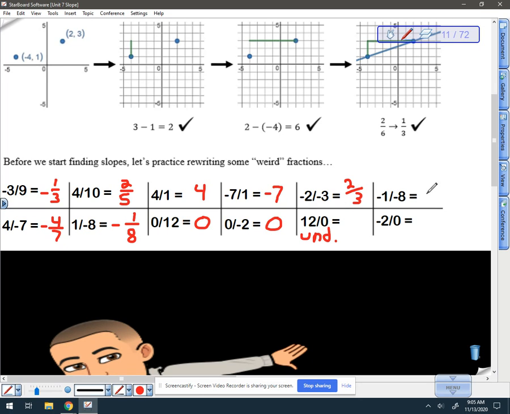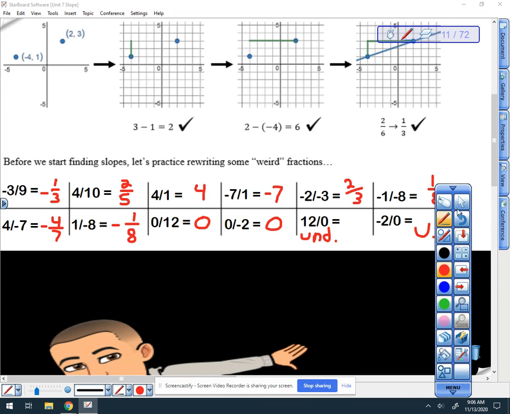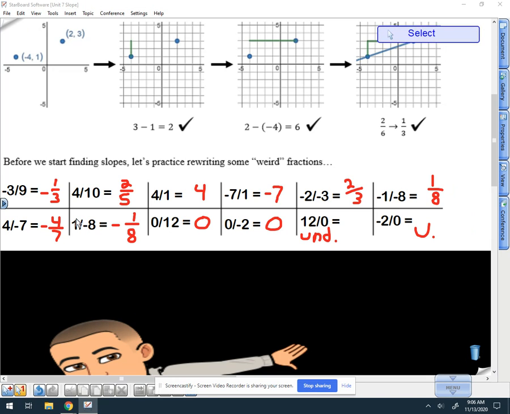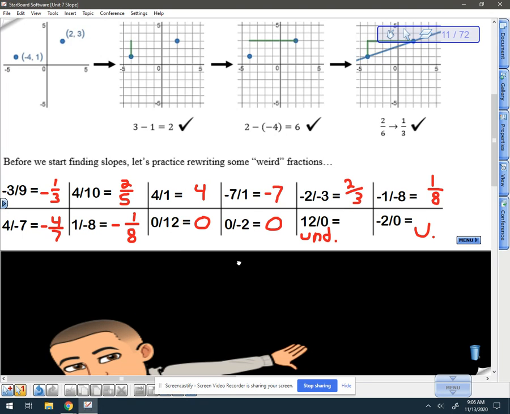All right, 2 negatives make a positive. Can't simplify 1 over 8, so it stays the same. And then negative 2 divided by 0. Anything divided by 0 is undefined. So you just write out undefined. All right. So good. Hopefully you got all those right. Because if you type in the original answers, you would miss it. You need to change it, either reduce them or fix the signs or change it to undefined if it's undefined or 0. So let's keep looking.